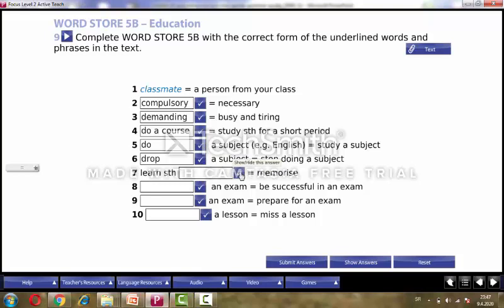To memorize, learn something by heart. To be successful in an exam, to pass an exam, to prepare for an exam, to revise for an exam, ponavljati, and to miss a lesson, you know this one, skip a lesson, pobjeći sa časa. Okay.